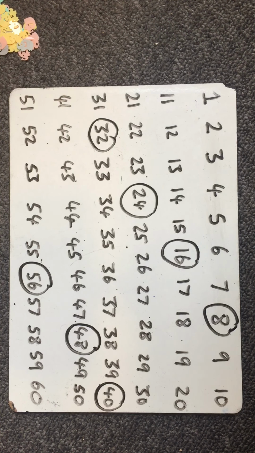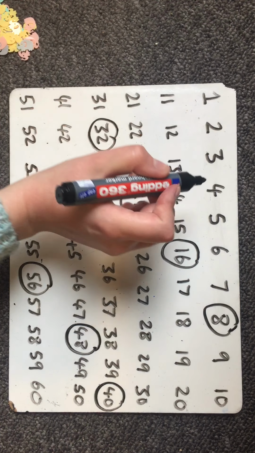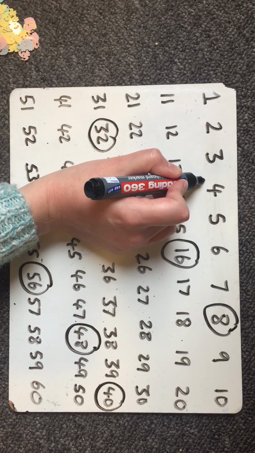Is there anything you notice about the 8 times table? Do they look similar to any of our other times tables? I'm going to give you a clue. I think they look a little bit similar to our 4 times table. So I'll underline the ones that are in our 4s.